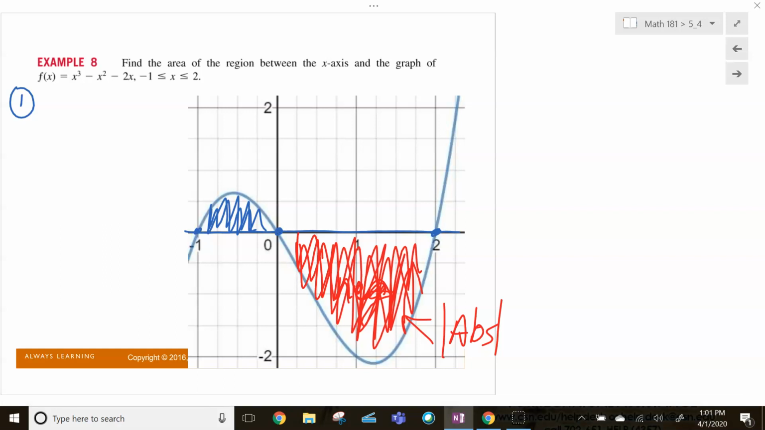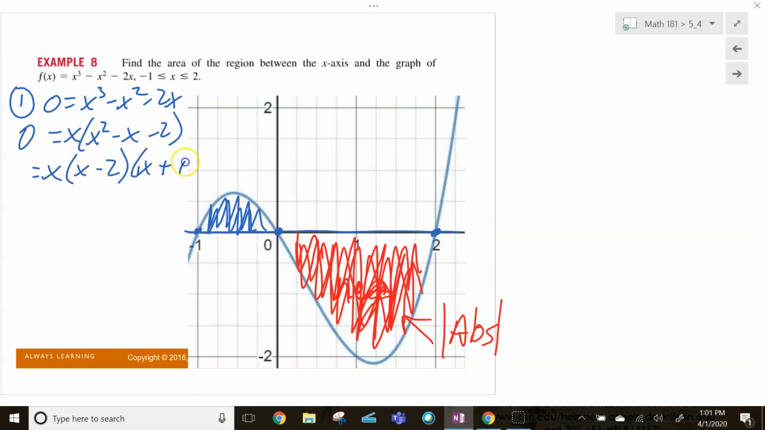So number one, let's find our zeros. So we got x cubed minus x squared minus 2x. So we got an x out front, x squared minus x minus 2, x minus 2, x plus 1.